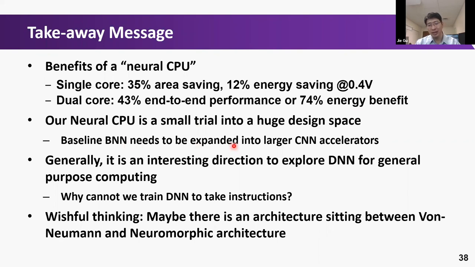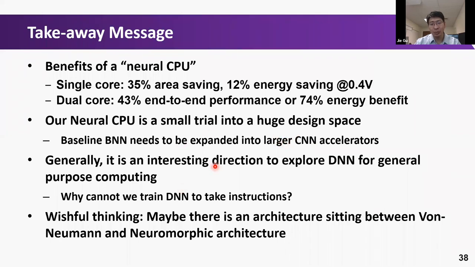So what about putting that into a bigger CNN accelerator? My simple answer is yes, actually we can do it. We spent some time looking into that. We think that's totally possible. We can expand this method into a bigger accelerator, but the design space is very large and depends on the need. There's a big different setting for the accelerator, and also a big design space for the CPU. So you have to find a balance point to justify that. And we are looking into that right now.